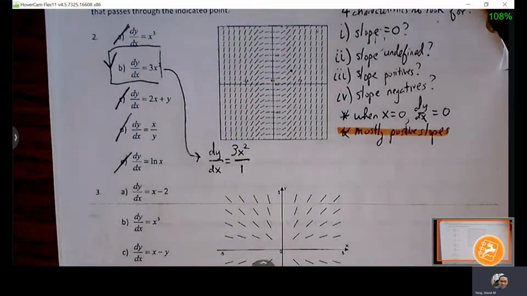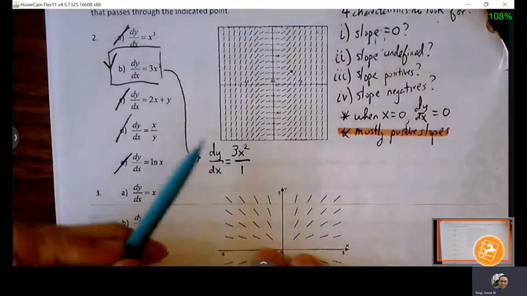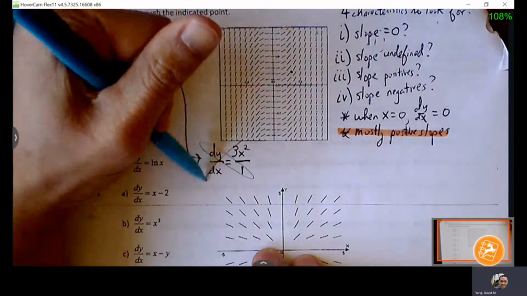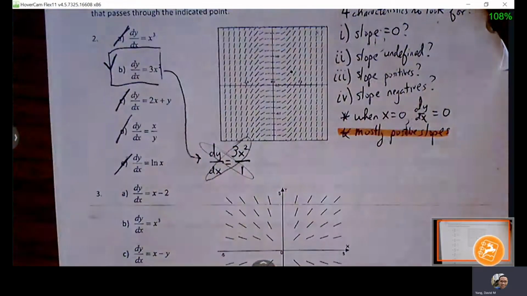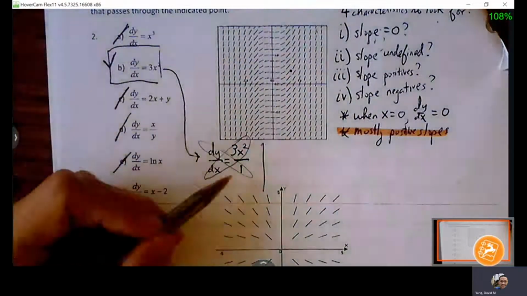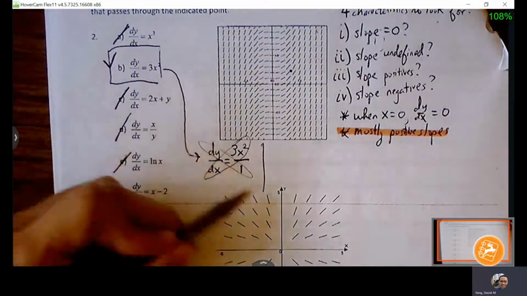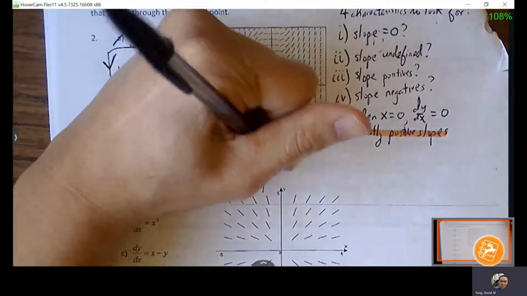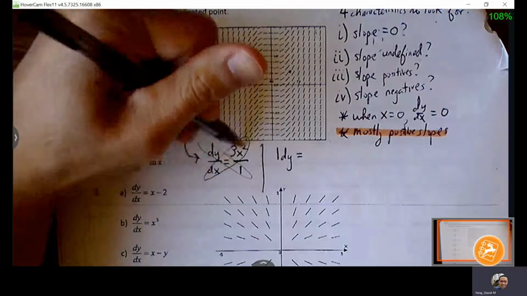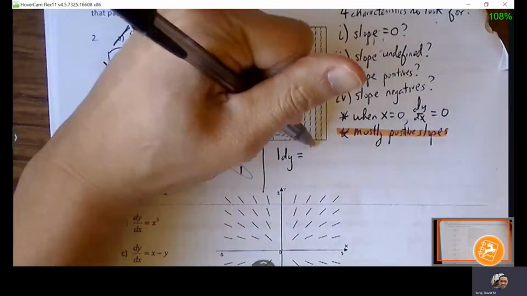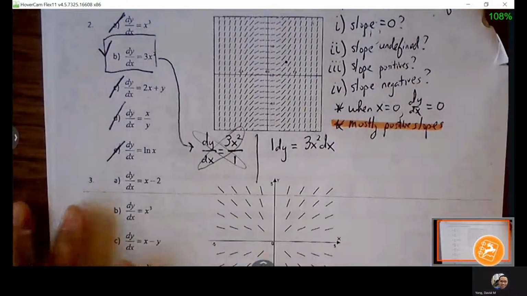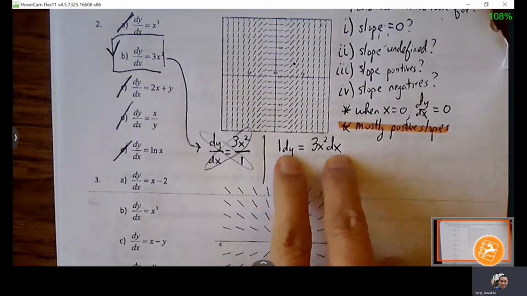All right, so cross multiply. Remember, cross multiplying may not separate your variables, but it will get your dy and dx's locked into their right spots. So I'm going to go after the dy side first. 1 dy is equal to 3x squared dx. If you look, dy and dx are in the right places. That's good. We're not going to move them anymore.